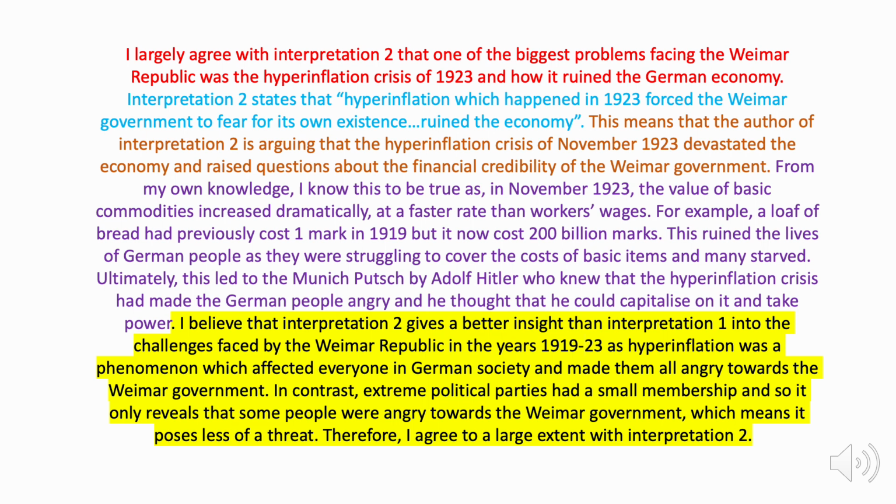So the rest of my answer will stay the same. The rest of the structure stays the same. I'll do my point, my evidence, explanation, and my own knowledge for interpretation 1. But then it will differ when we get to the analysis towards the end, and I'll show you that now.